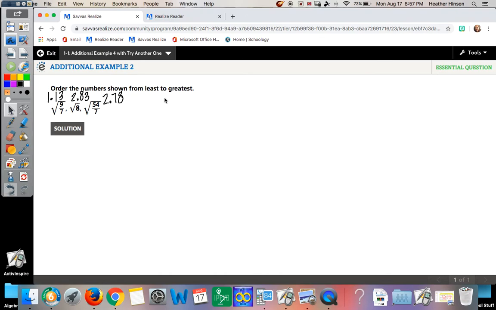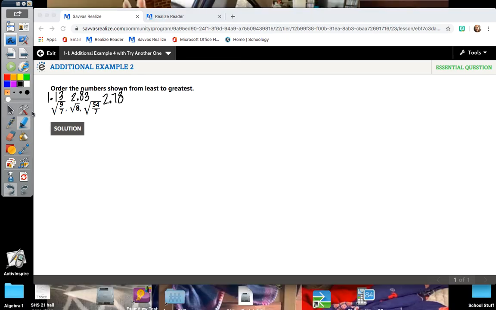So which one is the least? 1.13, 2.83, or 2.78? Well, clearly 1 is less than 2, so that square root of 9/7 is going first. And then which one's less between these? Well, 2.78 is less than 2.83, so it's going to be square root of 54/7, and then your 2.83, square root of 8, will be last.